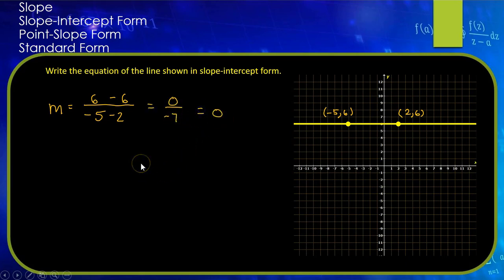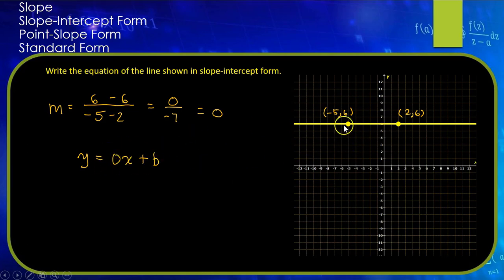So if I start putting this in slope-intercept form, I'm going to have y equals 0x plus b. Now, it doesn't matter which one of these two points I use, because if I put negative 5 in for x or 2 in for x, it's still going to become 0.